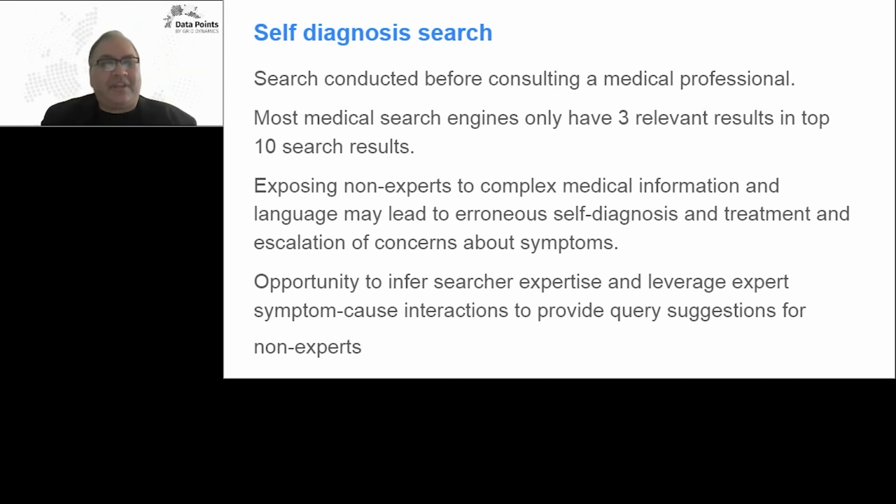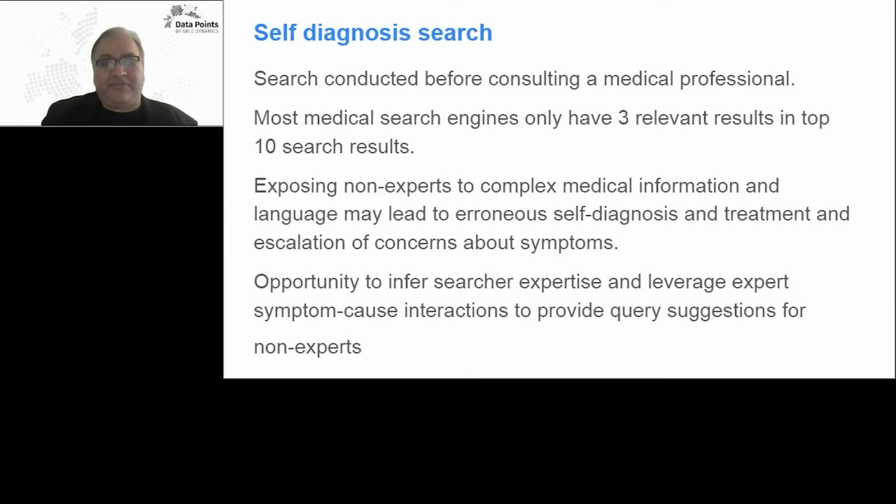But the issue here is that, based on research, most medical search engines only have very low relevancy in terms of the results that they showcase to the users, right? Most of the time, on average, there are probably at best 3 relevant results in the top 10 search results, which is not great, right? And this can have some potentially serious ramifications. If you expose non-experts to medical information, that can lead to incorrect self-diagnosis, right? That can be potentially harmful, right?